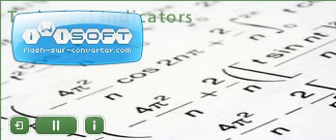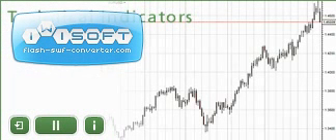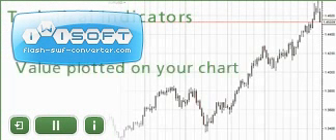Technical indicators are the interpreters of the stock and CFD markets. They look at price information and translate it into simple, easy-to-read signals that can help you determine when to buy and when to sell a stock or CFD. Technical indicators are based on mathematical equations that produce a value that is then plotted on your chart. Each technical indicator provides unique information.